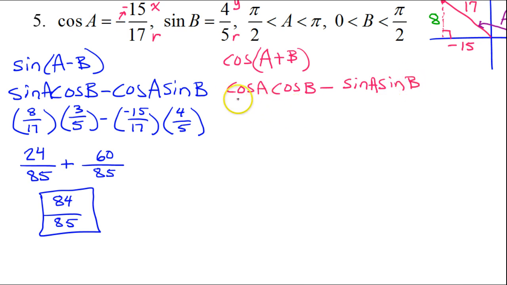Okay, what do I have? Cosine A. That's given. That is negative 15 over 17. Cosine B. From the previous problem, I see that that was 3/5. Minus sine A. Let's see, that's 8 over 17. Sine B, that's given, 4/5.